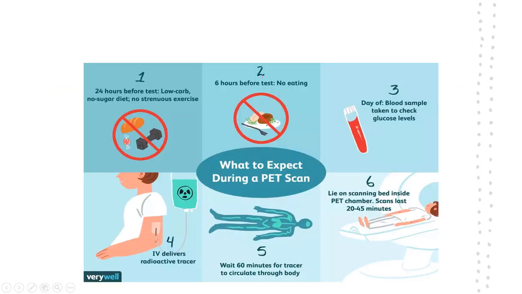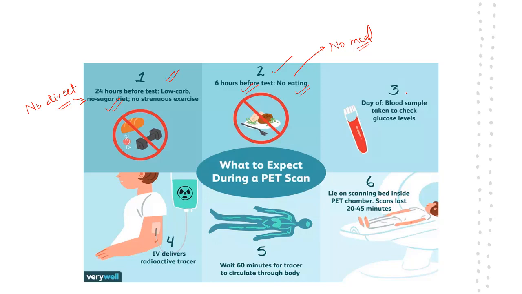So what are the requirements during a PET scan? 24 hours before the test, a low carbohydrate diet, no direct sugar, and no strenuous exercise. The second step is 6 hours before the test, there should be no meal.